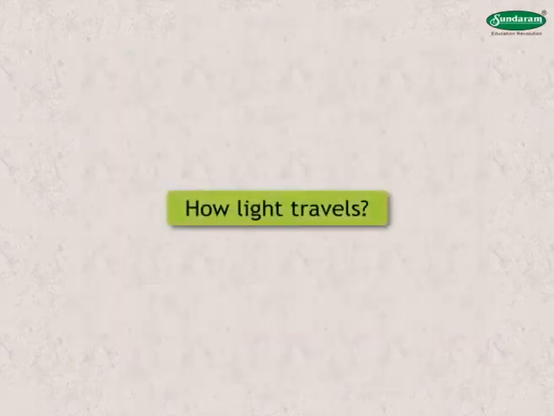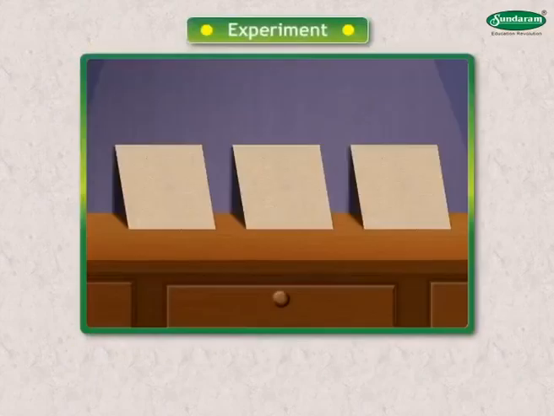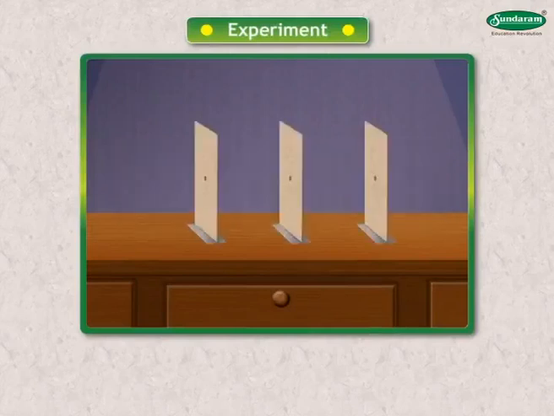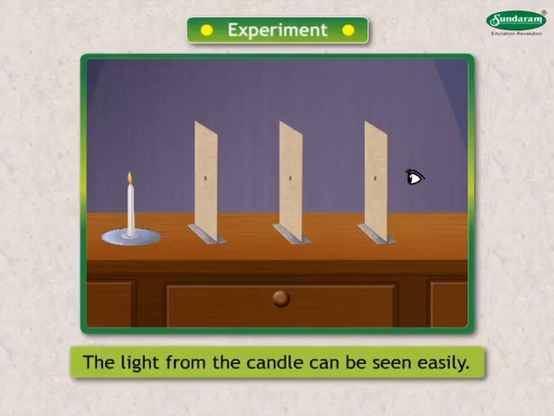Let us verify how light travels through another interesting experiment. Take 3 square pieces of cardboard as shown in the figure. Make a fine hole exactly in the center of each of these pieces. With the help of stands, place these squares one behind the other at intervals of 1 meter. Take a long stiff wire and ensure that it passes through all 3 holes. Place a lighted candle at one end in front of the hole. Now look through the hole in the cardboard at the other end. You will easily see the light from the candle.